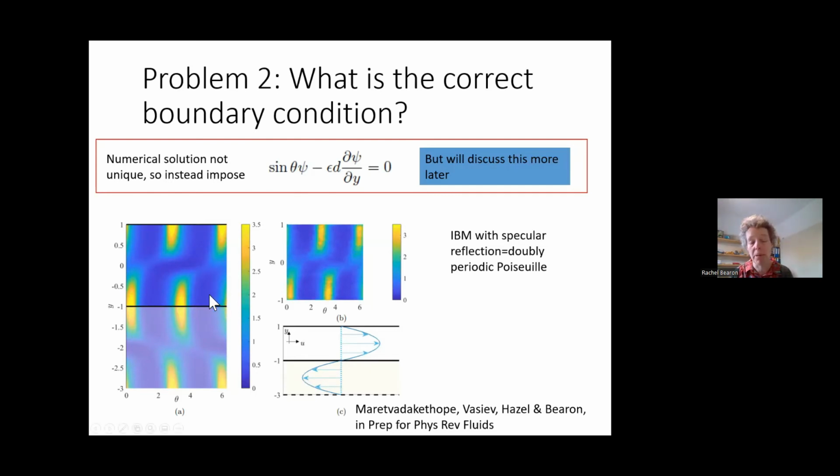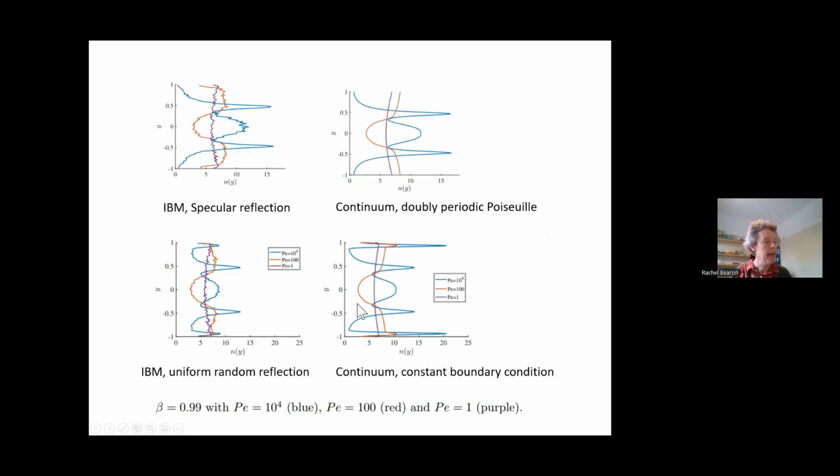This doubly periodic Poisson flow has been used in simulations before, but we wanted to explore how well it matches specular reflection, and it seems to be doing a pretty good job. And then this approach we can use to explore other boundary conditions. So the good matching here is a bit more detailed.